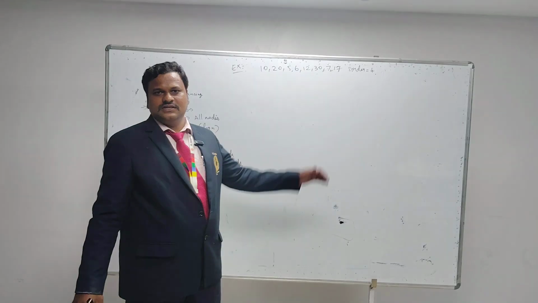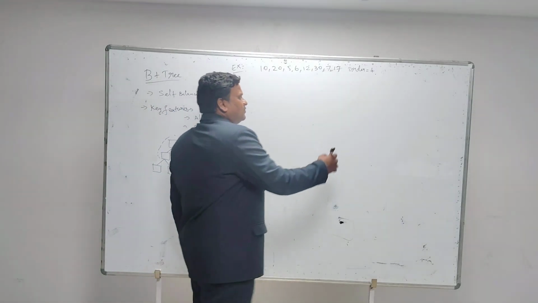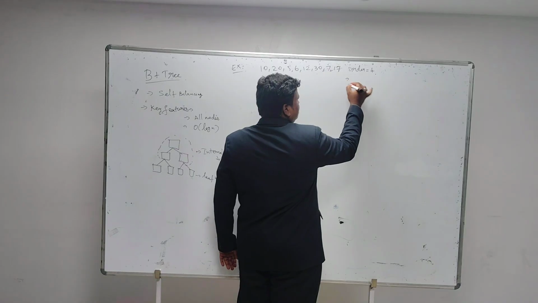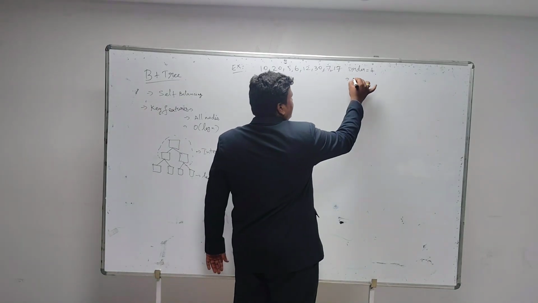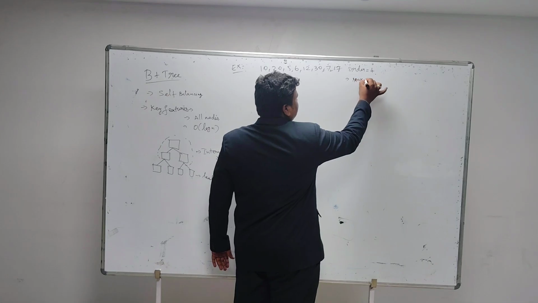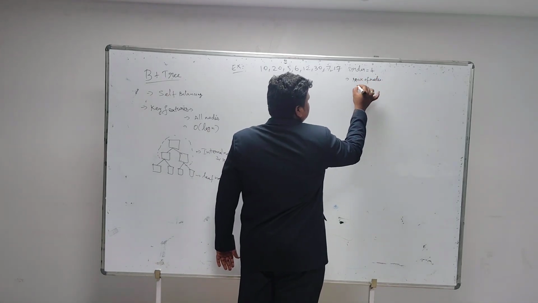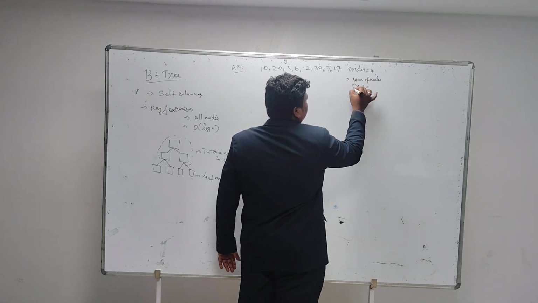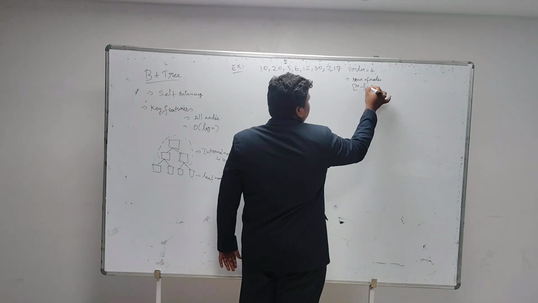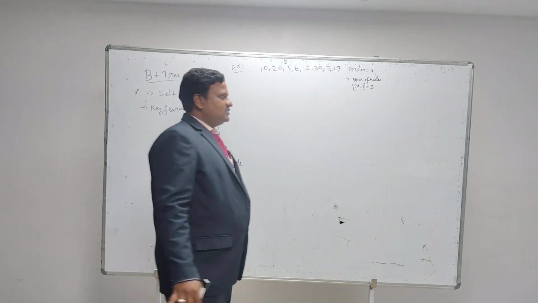When inserting and deleting, we have the key nodes to consider. The first thing is the maximum number of keys, which is m minus 1. What is m? That is the order, 4. So a maximum of 3 keys we can hold in a node, okay?